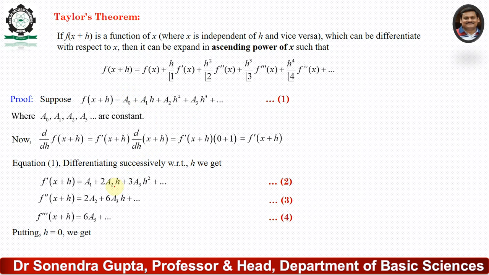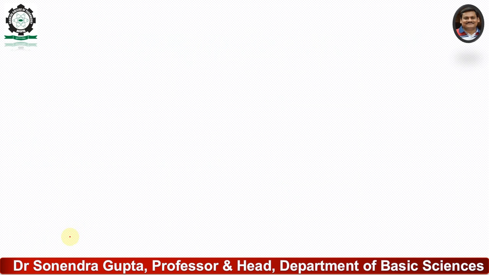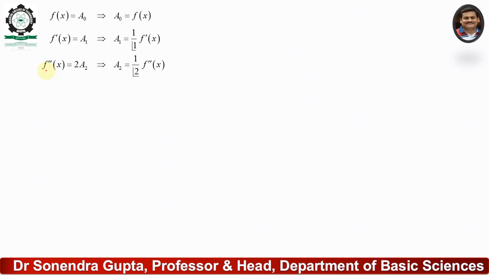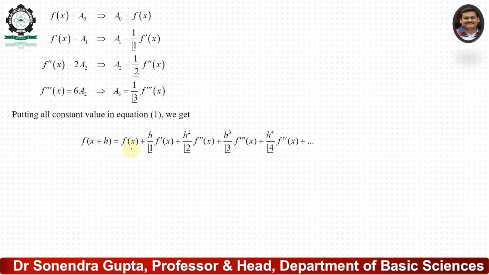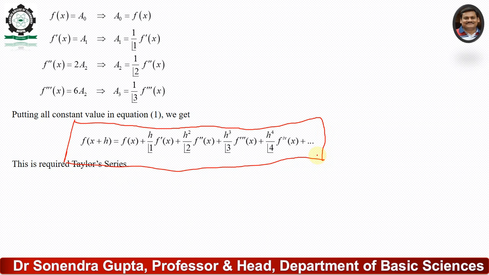For this we put h = 0. Then f(x) = a0, so a0 = f(x); f'(x) = a1, so a1 = (1/1!) f'(x); and f''(x) = 2a2, so a2 = (1/2!) f''(x), and so on. Now putting all these constant values in equation 1, we get f(x+h) = f(x) + (h/1!) f'(x) and so on. This is the required Taylor expansion in ascending powers of h.